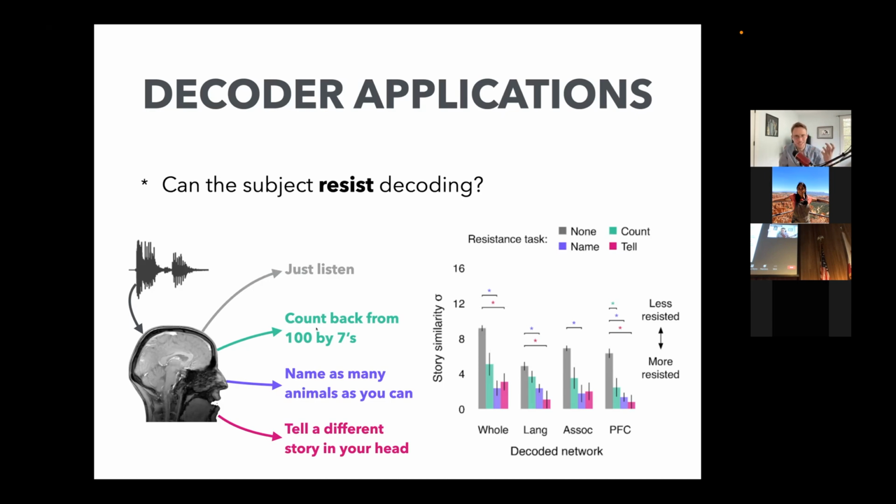So yes is our answer here. The subjects can actually resist decoding. They can do something cognitively to make it so that we can't decode the story from their brains.